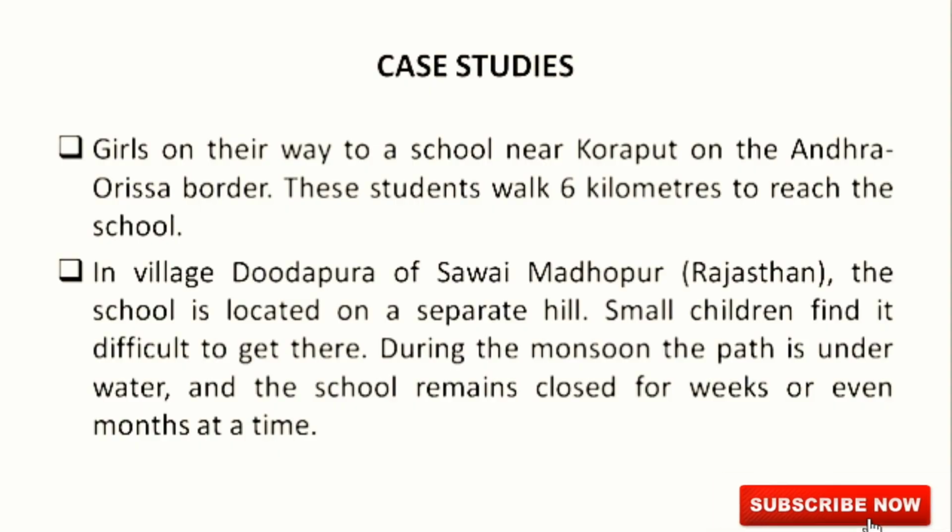Girls on the way to a school near Korapet on the Andhra-Odisha border; these students walk 6 kilometers to reach the school. There are many case studies which have been taken in regard to access. The second case study is that in village Dodapura of Sawai Madhopur in Rajasthan, the school is located on a separate hill. Small children find it difficult to get there. During the monsoon, the path is under water and the school remains closed for weeks or even months at a time.